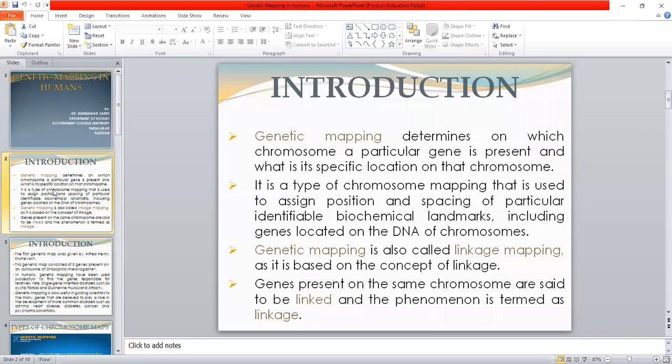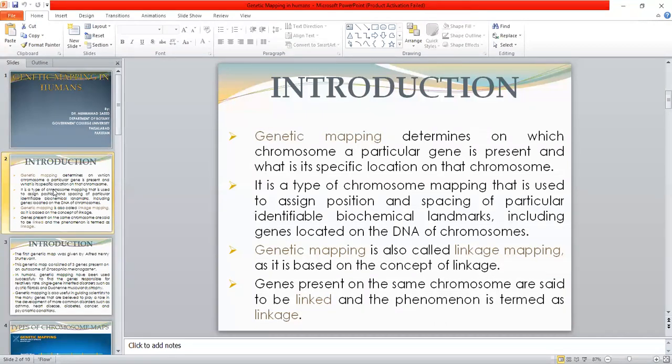Genetic mapping determines on which chromosome a particular gene is present and what its specific location on that chromosome is. So, with the help of the genetic mapping technique, the position of a gene on a chromosome is determined, and it can also specify the location of that gene on that chromosome.